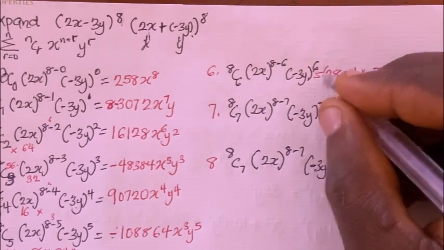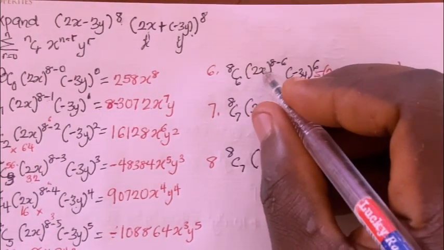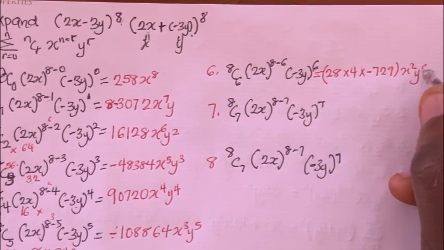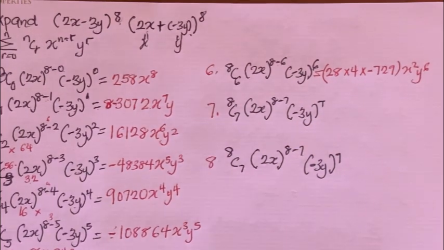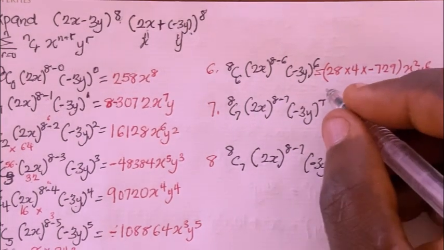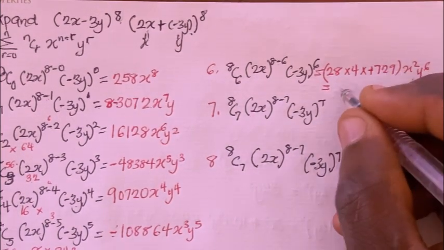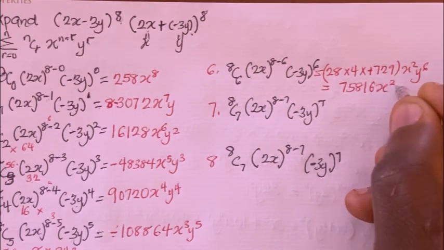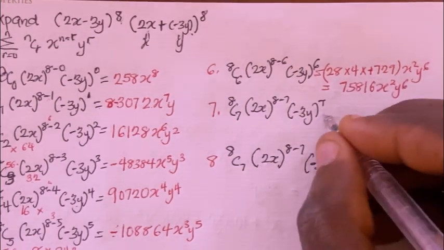Then we're going to have everything here. Then the power of x here is actually x to the power of what? Of 2. Then y raised to the power of what? Of 6. Exactly. So here, let me just simplify this further. We're going to have this to be 28, then multiply by 4, right? Then multiply by 729. That's going to be what? That's plus. This should be plus. Everything here is going to be plus, this is plus. This is going to be 75816 x to the power of 2, then y to the power of 6. Yeah, let's move to the next expression here.